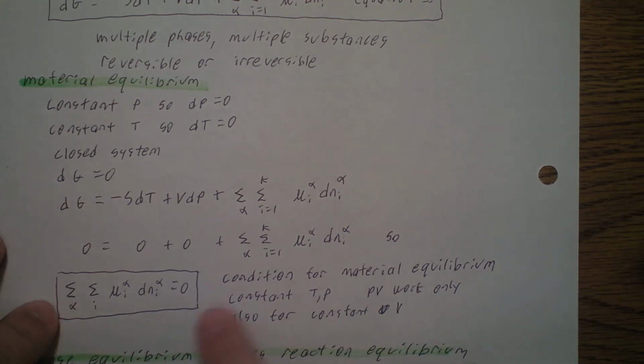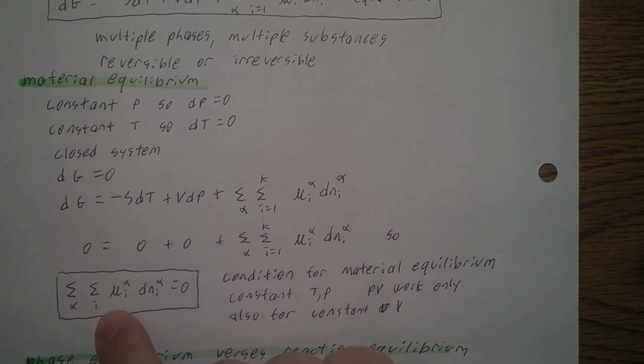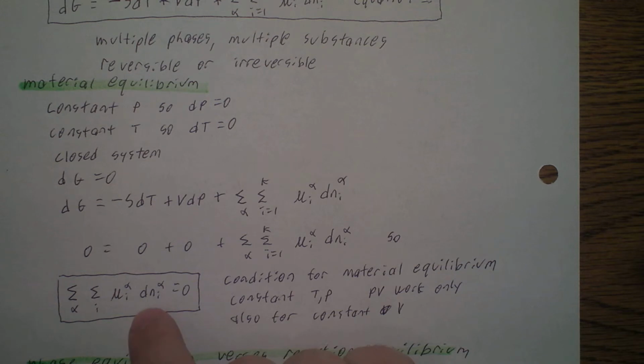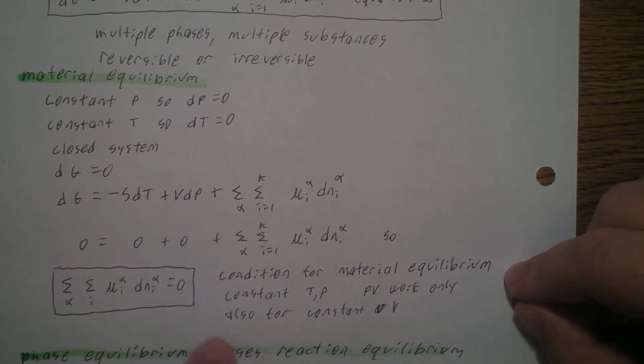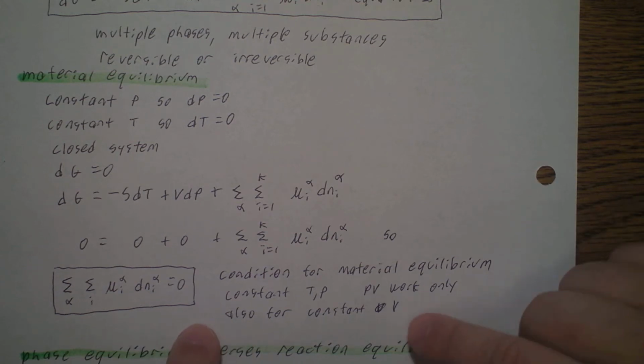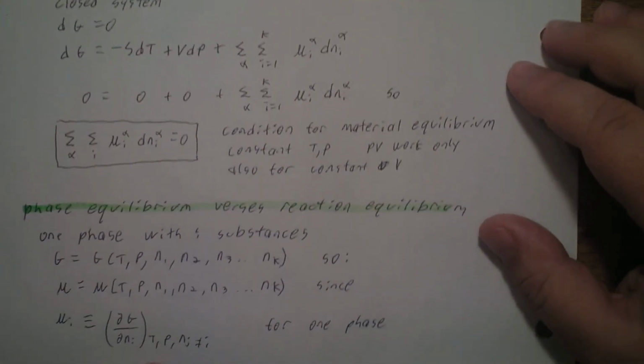So what we can say then is at material equilibrium, we know that the sum over all the phases alpha and the sum over the substances i of the chemical potential i of phase alpha times the differential of the number of moles of substance i in phase alpha is equal to 0. Now remember, this is at material equilibrium. We assumed constant temperature and pressure to do this. We assumed the only work is pressure-volume work, and this would also work if you're at constant volume.